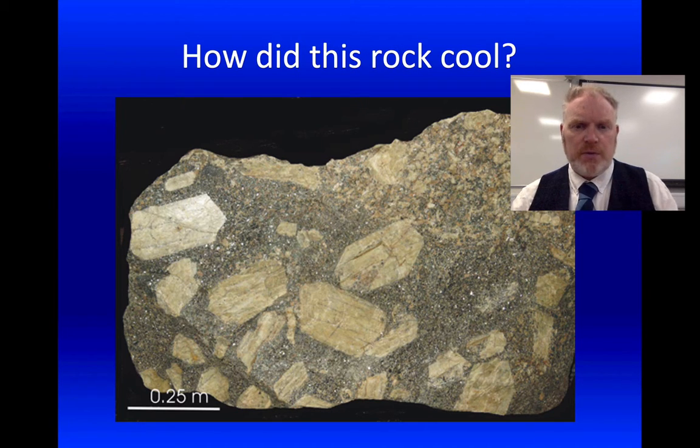So far, so good. Except if we actually look carefully at the scale that's given for this rock, we can see that the scale bar at the bottom is 25 centimetres. These phenocrysts are maybe 30 centimetres long. The ground mass here, the crystals in that, maybe a centimetre across. This rock is incredibly coarse. The crystals in it are enormous.